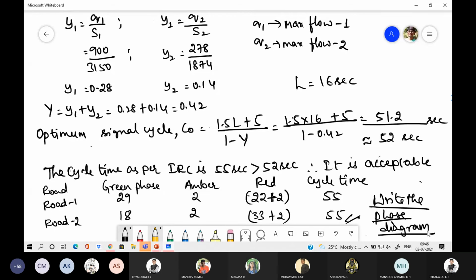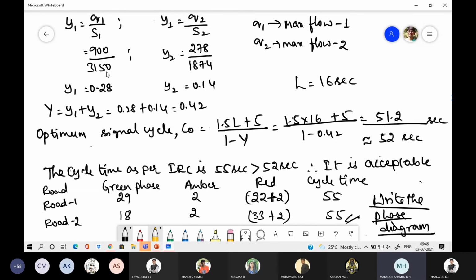Write the phase diagram. Okay. This completes the problem on this IRC method. Usually this IRC method will not be given in the question paper, so don't neglect it. It is an easy method, but it looks a little bit lengthy. It looks lengthy, but it is easy.